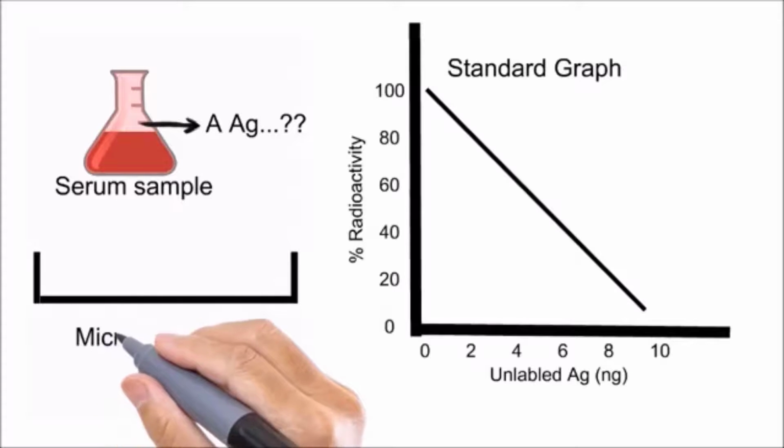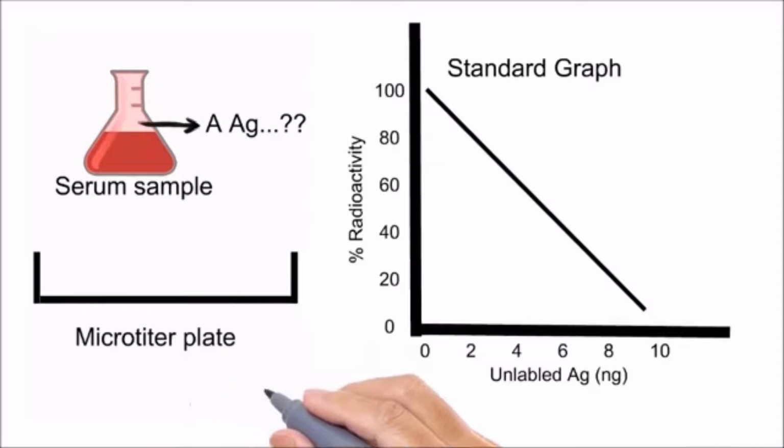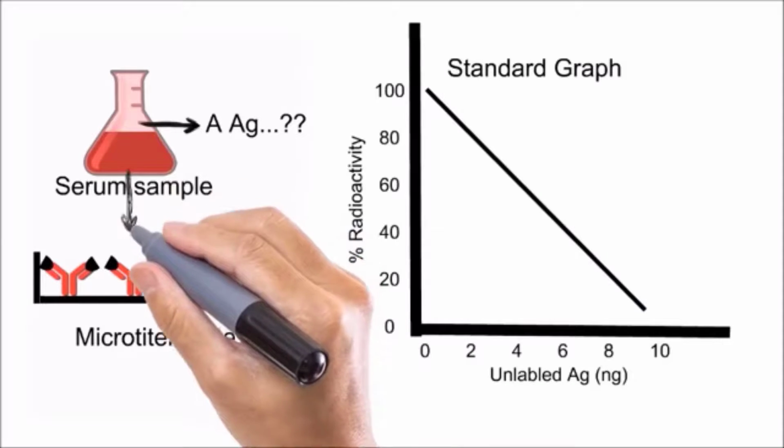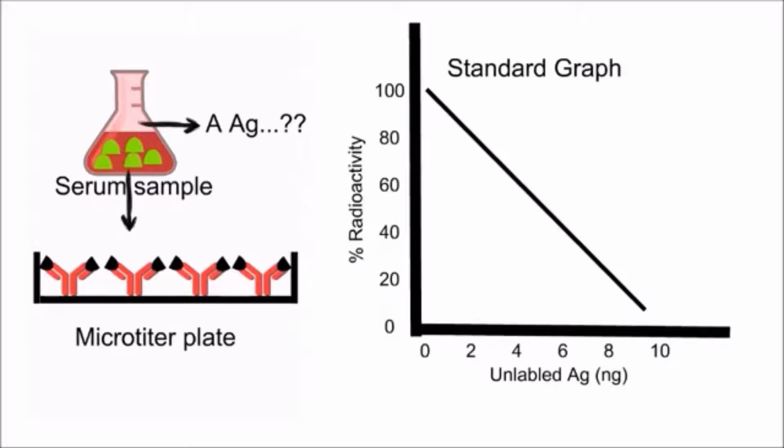We have to again take a microtiter plate, then coat it with the monoclonal antibodies, then again add the excess amount of radio-labeled antigen, but we will not add unlabeled antigen this time. Instead, we have to add this sample. See, there are A antigens present in the sample, but we don't know the concentration. But according to the concentration, they will compete with the radio-labeled antigens and will remove them from the antibody.